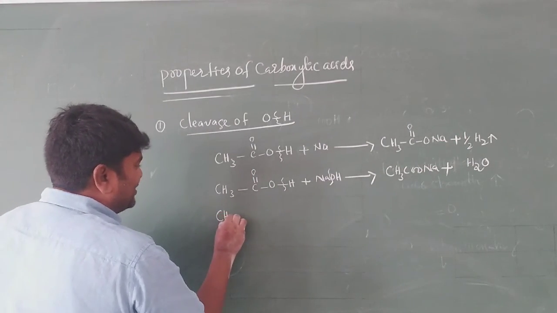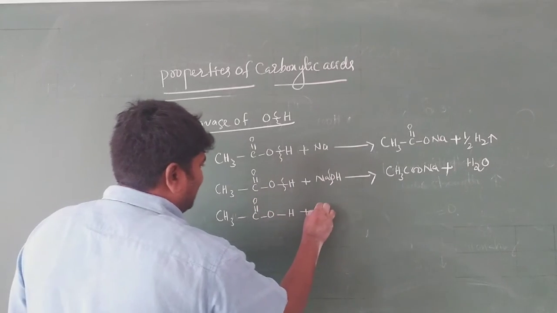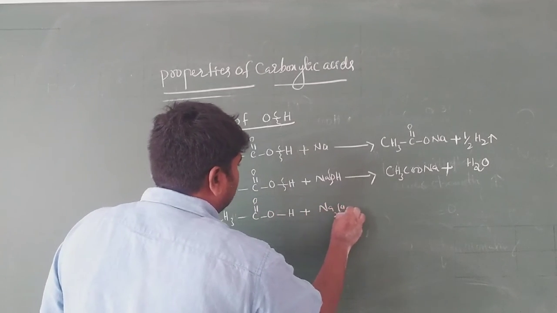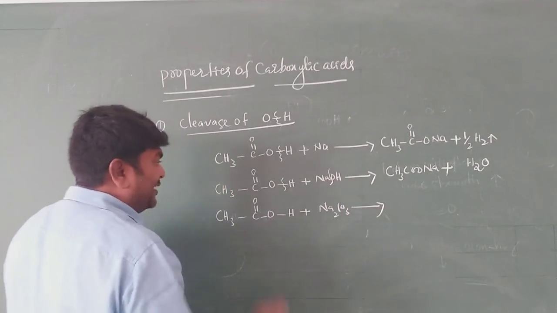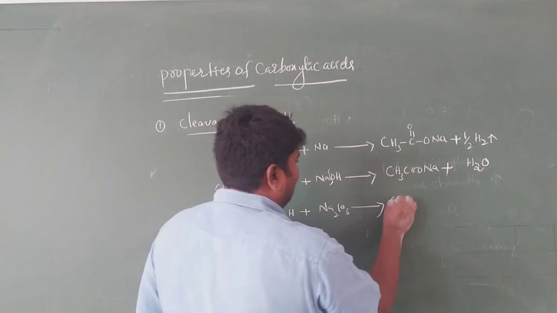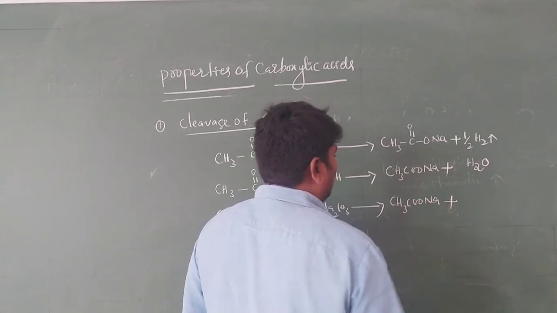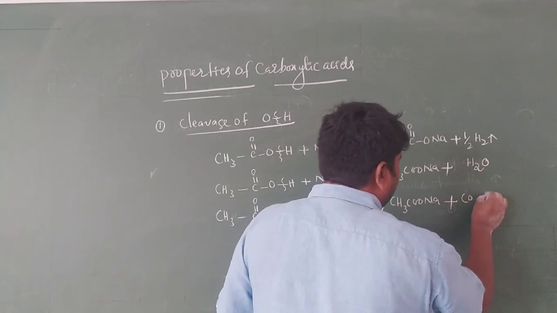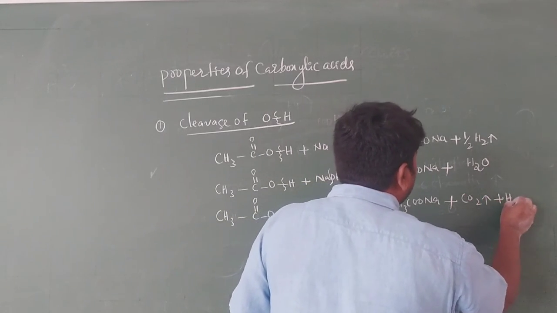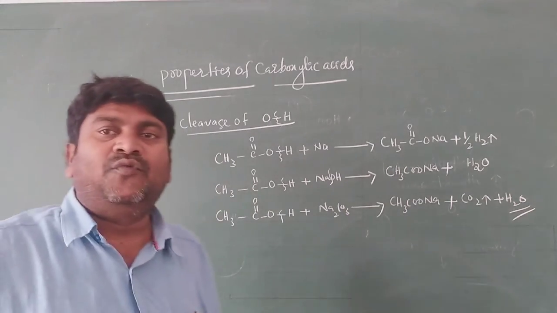Next one, CH3, C double bond O, OH reacting with Na2CO3, sodium carbonate. Same thing here, bond breaking. This place is occupied by Na, giving CH3COONa, the sodium salt, and CO2 gas is separated and H2O is formed. These all are cleavage of the OH bond.